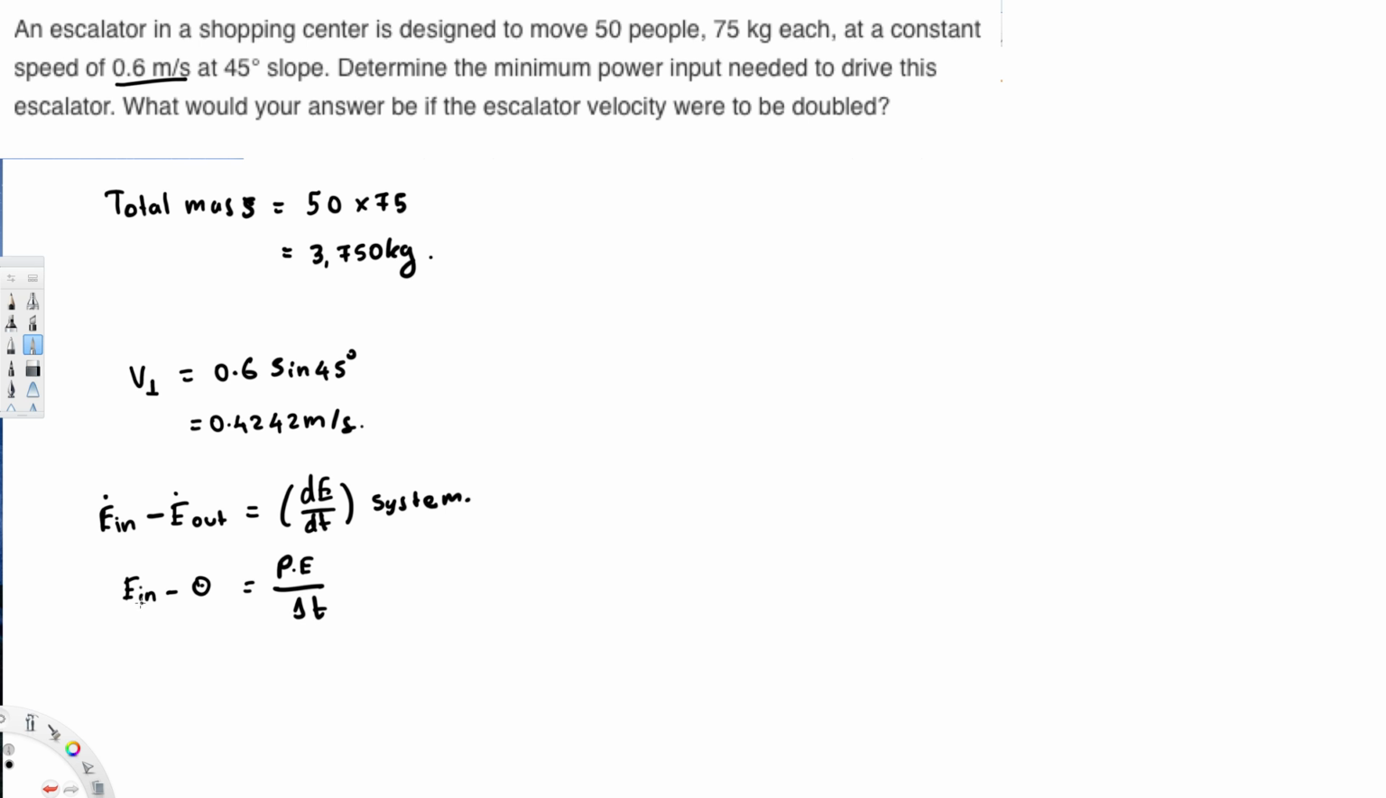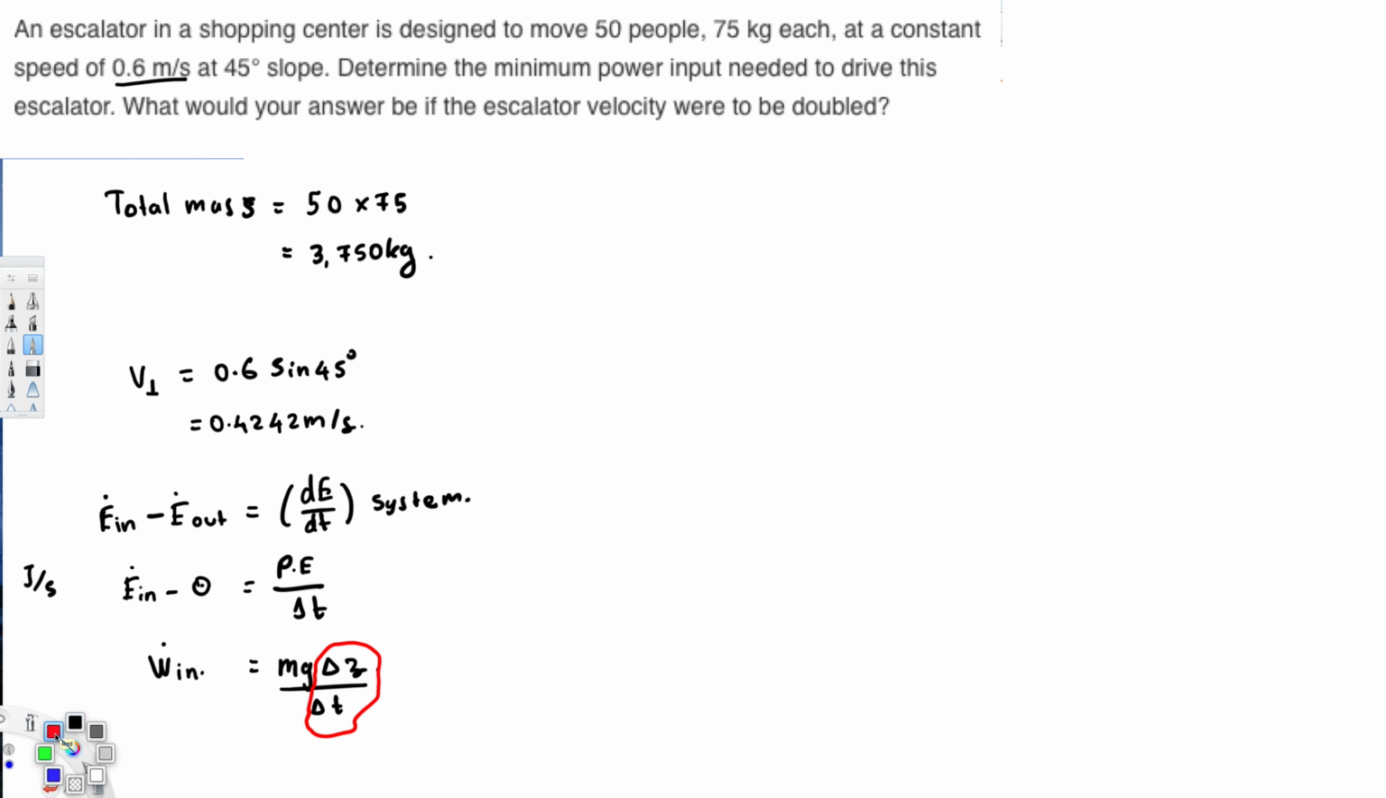So E in is going to be work in. That's what we are going to find. Work in, in terms of per unit time, so that's going to be the watts. That's going to be the power, because we know that joule per second is power. And we know that potential energy is mgh. So we can say mg delta z divided by delta t. And we know that delta z over delta t is equal to velocity, right? We have the velocity already, so we can substitute that to find this answer.